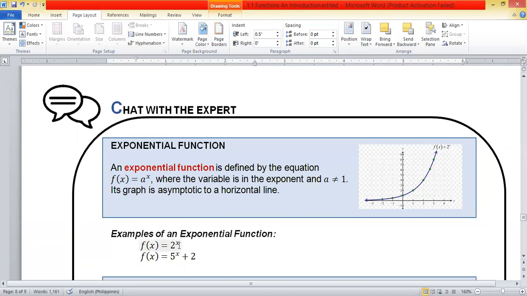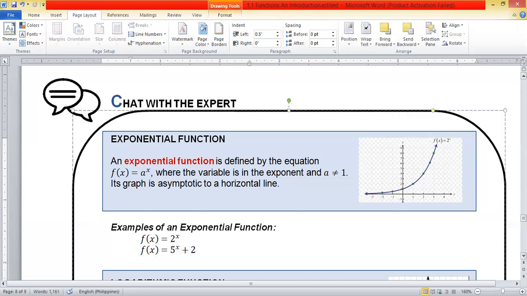For example, where do you find x? In the exponent. So it is called an exponential function. Next, where do you find x? At the exponent. So we call it an exponential function.